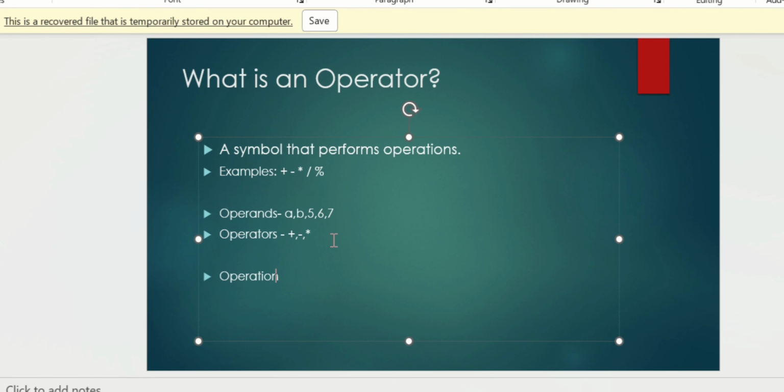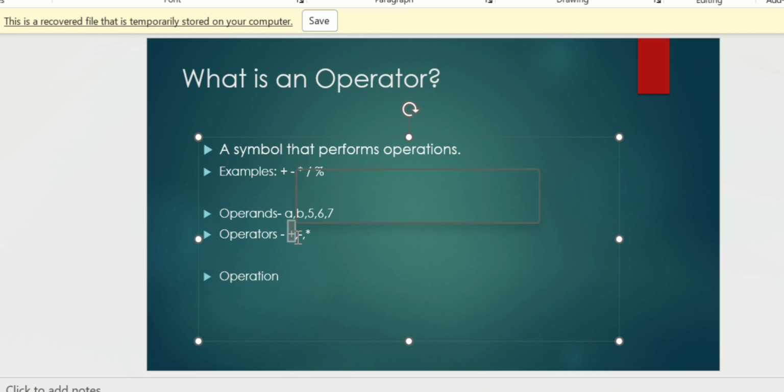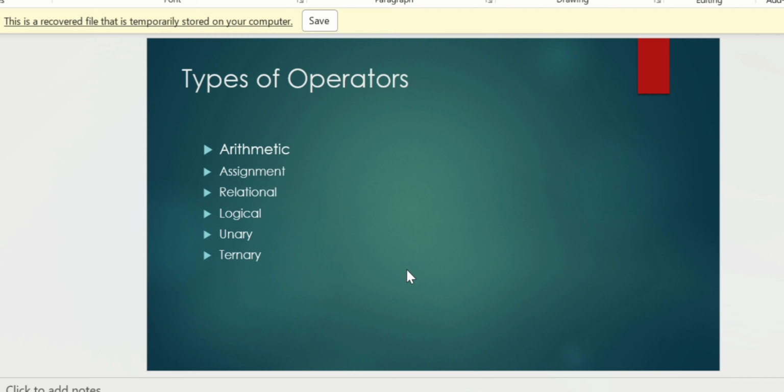So let's discuss an addition operation. Addition is an operation we are doing with the 5 and 6 by using the operator plus. So this is what an operation looks like. An operation is done with the help of operators and operands. This point you have to take care of. And now let's discuss the types of operators.